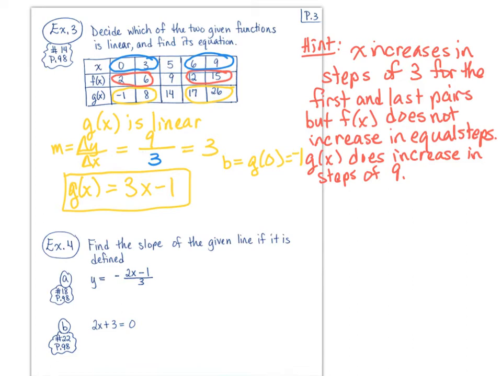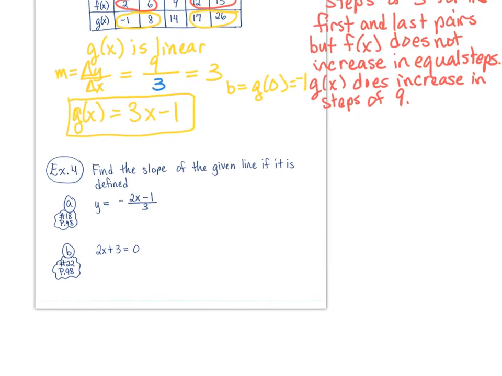So let's look at example 4. In example 4, we have to find the slope of the given line if it is defined. For the first part of this example, you have y is equal to -2x minus 1 over 3. And then part B, you have 2x plus 3 equals 0. Would you like a couple minutes to try it first? Okay, go for it. Find the slope of the given line if it is defined.